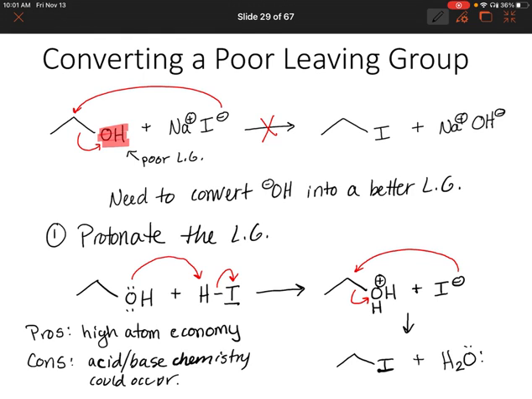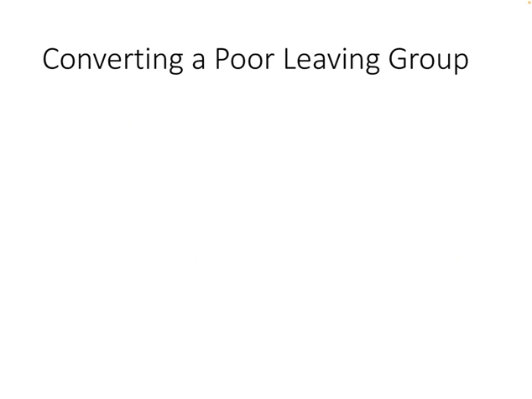So we might not get the product we want. Now, there is a second way that we could convert OH into a better leaving group, and that involves converting OH into what's called a tosyl group. So remember that tosyl acid we saw on the chart? This is that group.